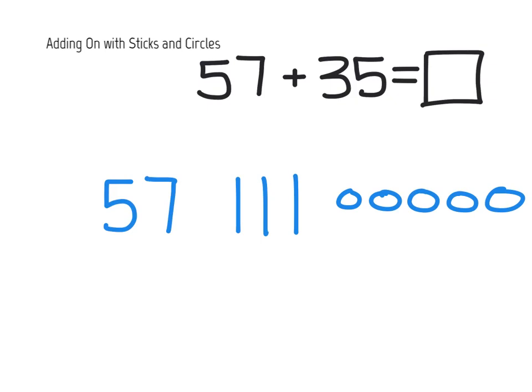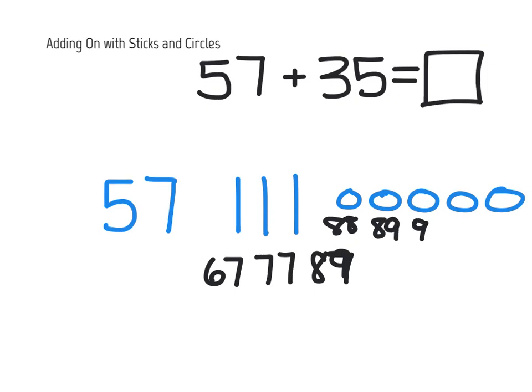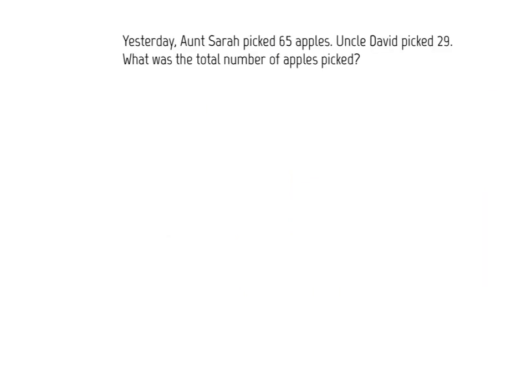So 57, 67, 77, 87, 88, 89, 90, 91, 92. Again, I get the same answer, 92. So all of these methods are going to work.